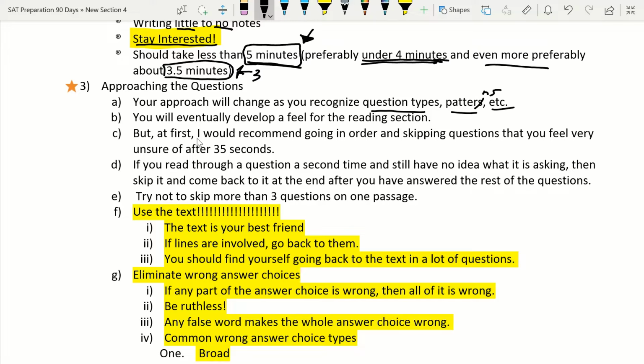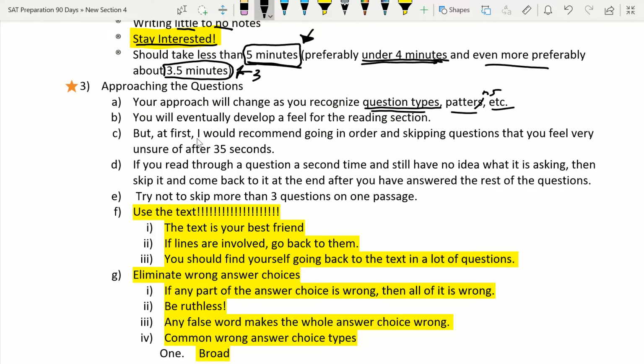As you go through these 90 days, you're going to end up doing more practice problems and practice passages. At that point, your approach is going to start to change because you're going to recognize question types, and that's going to help you get to answers very quickly. So your approach will be altered as you see where you're strong. But to start, you're going to go through what I detail down below.